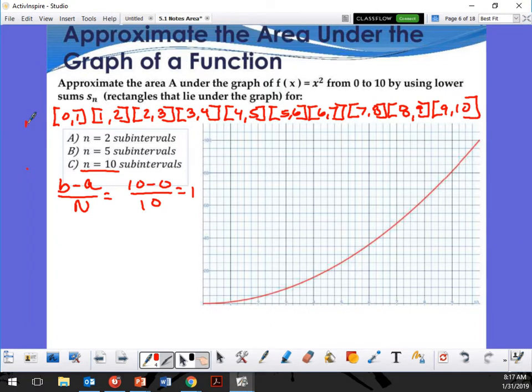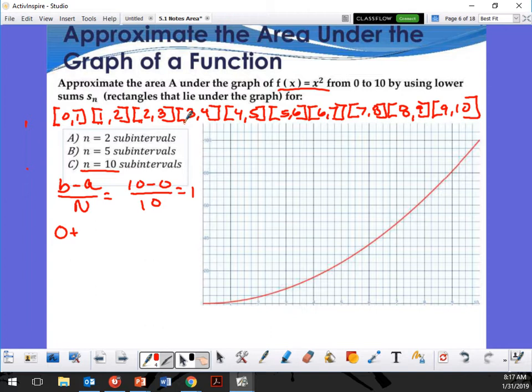Now that I have my intervals set up, for this case, being an under, it's always going to be left-handed. So it's going to be f of 0. My function is right here, so I'm just plugging in. f of 0 gives me 0, plus f of 1, because in each of my intervals I'm going with the left-hand side, since that's the width of each rectangle for each interval. My left hand is the left number, my right hand would be the right number.